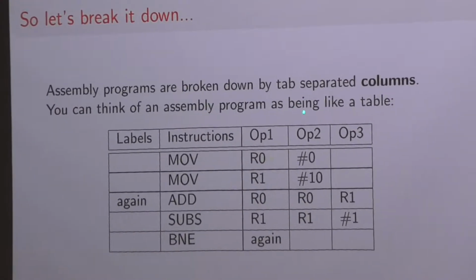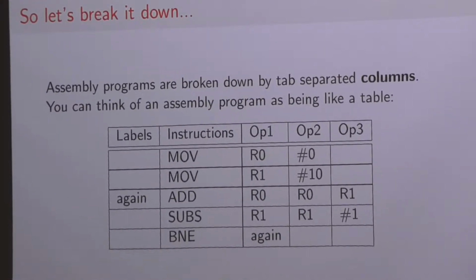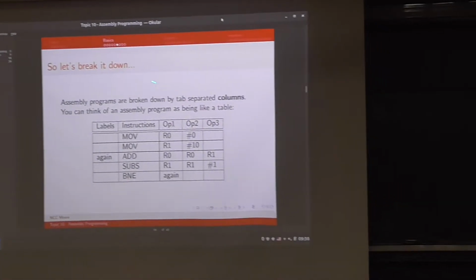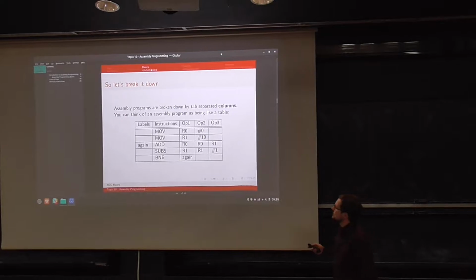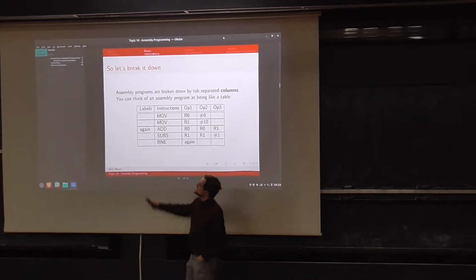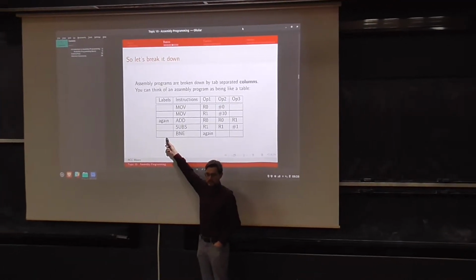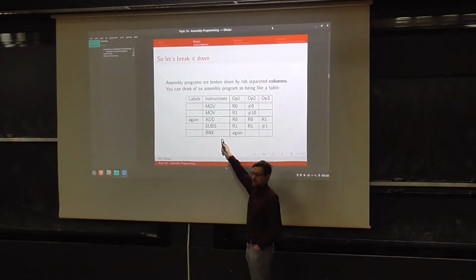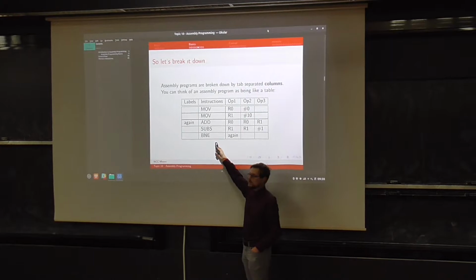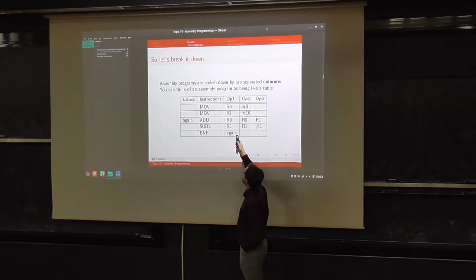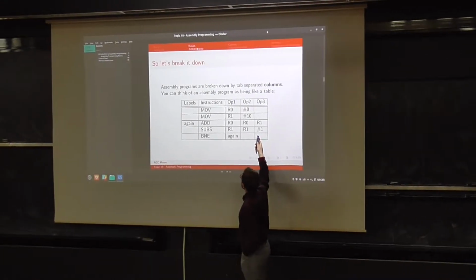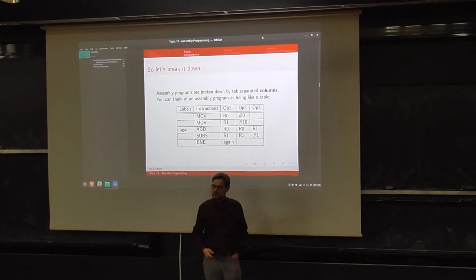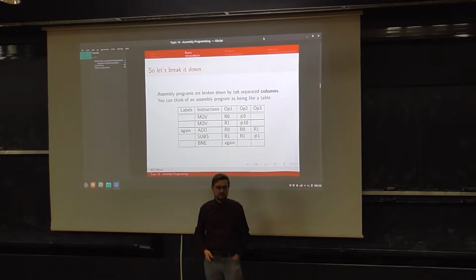So, assembly programs are broken down by tab-separated columns. You can think of an assembly program as being like a table, right? So, first column is for the label. We talked about labels last time, but we'll go over them again. The second column is for instructions. The third column, fourth column, and fifth column are all for the operands to those instructions. Make sense?